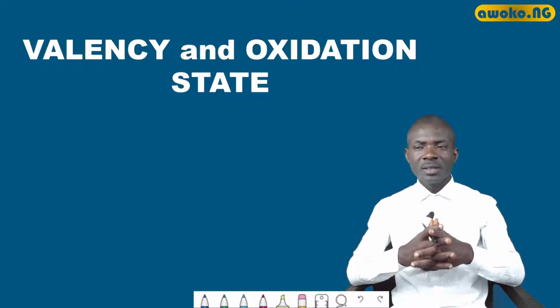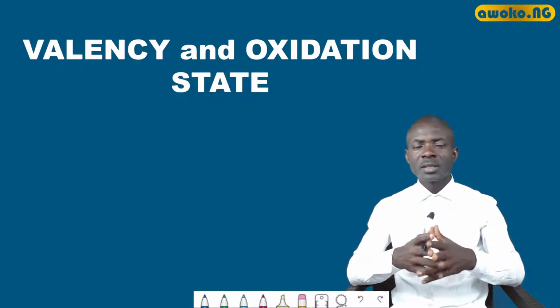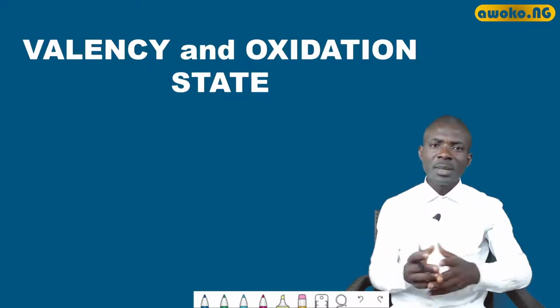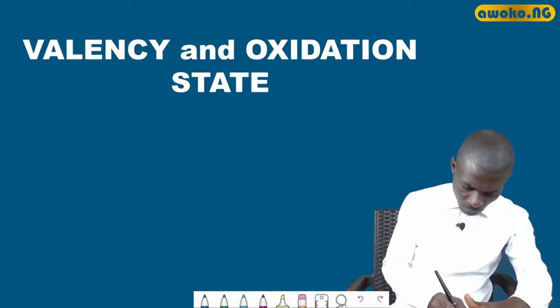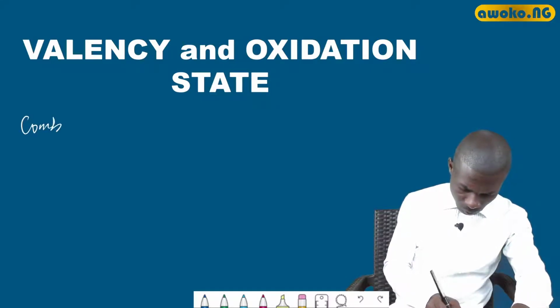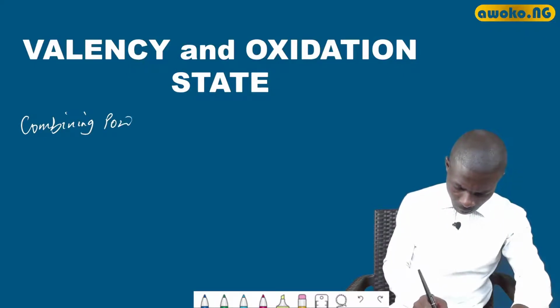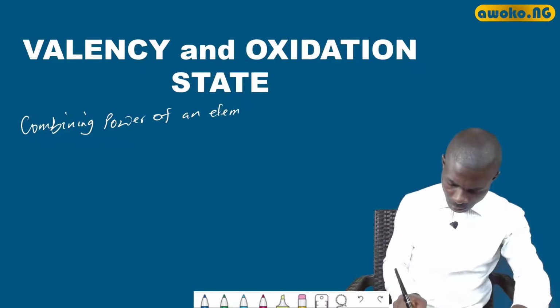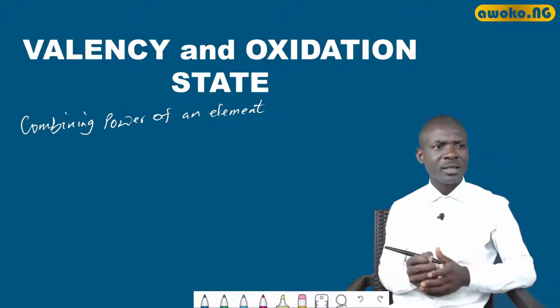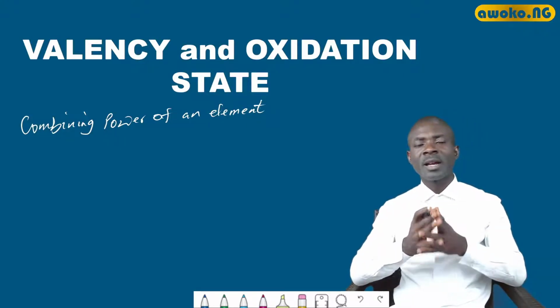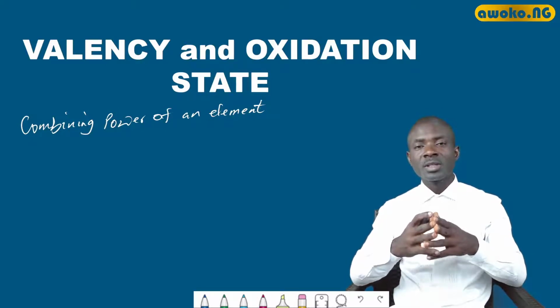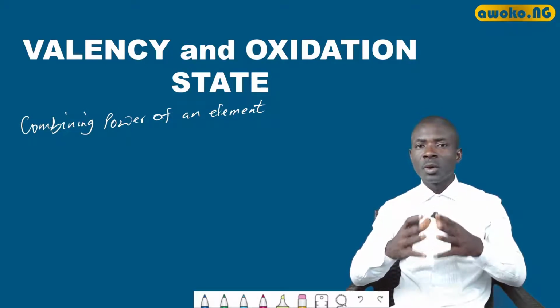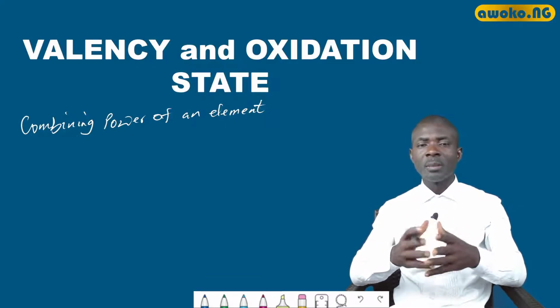Good to have you in today's class, where we are going to be looking at the concept of valency and oxidation state. When we say valency, we are simply talking about the combining power of an element. So, valency is simply the combining power of an element, or the capacity in which an element uses to combine with other elements to form a compound or a molecule.